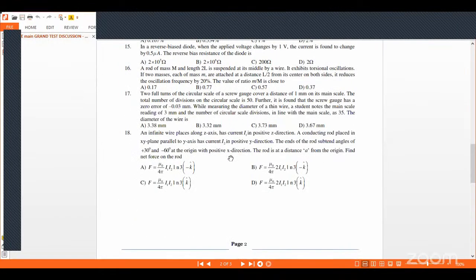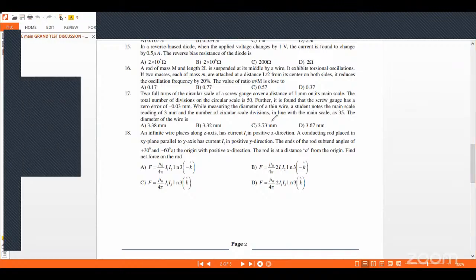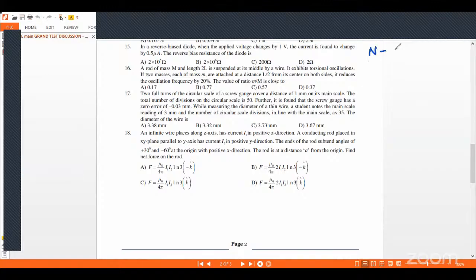Next, question 17. Two full turns of a circular scale screw gauge cover a distance of 1 mm on its main scale. The total number of divisions on the circular scale is 50. The screw gauge has a zero error of minus 0.03. Since the error is negative, the value is added to be positive, to make it into zero error.